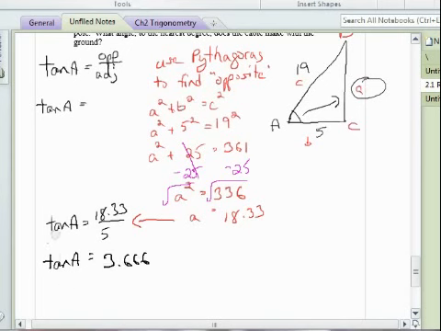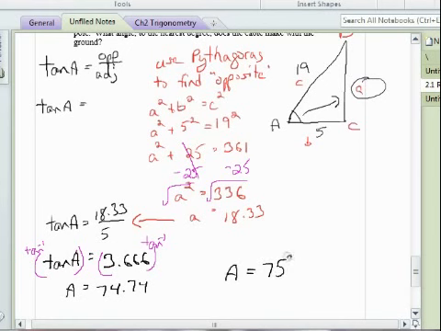And then I get my magic algebra pen, and I tan to the minus 1 this side, and I tan to the minus 1 this side. And I am left then with A equals 74.74. And the question asked me to round it to the nearest whole degree, so the answer is the angle of inclination is 75 degrees.